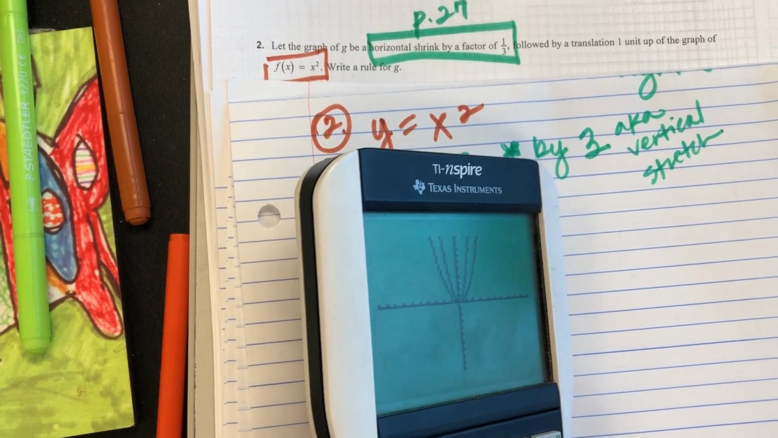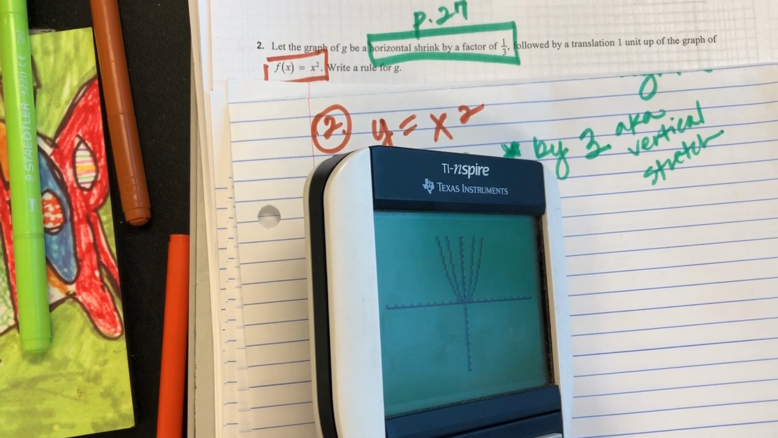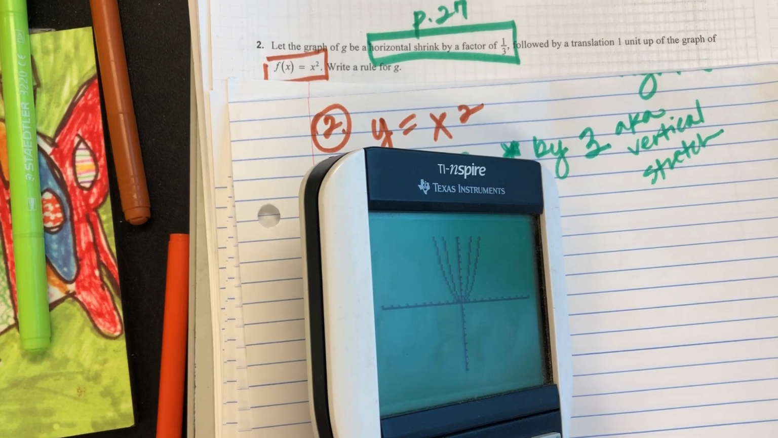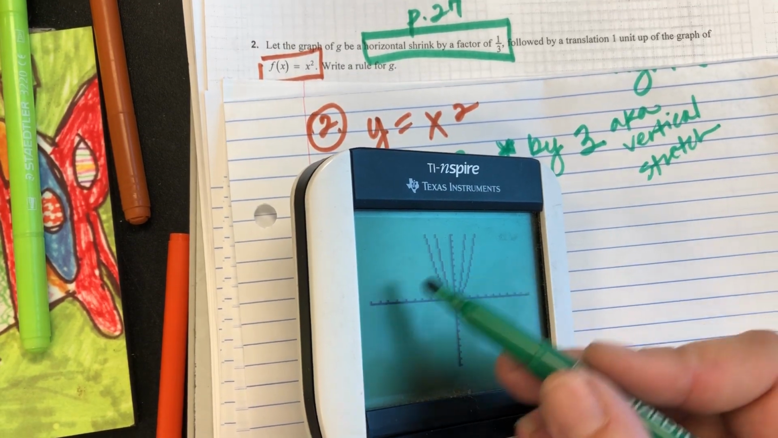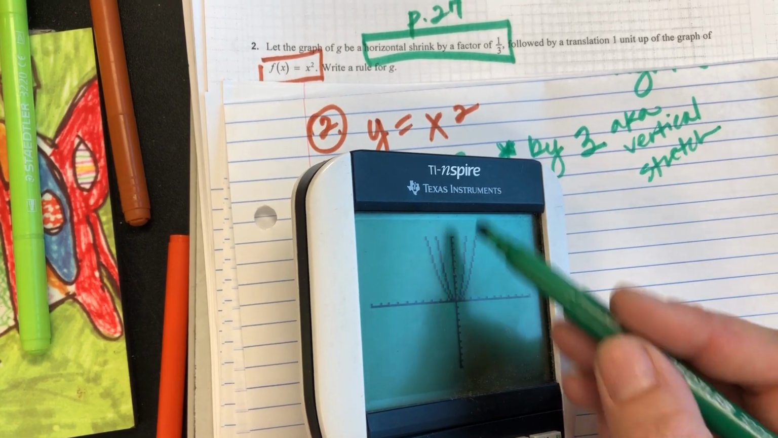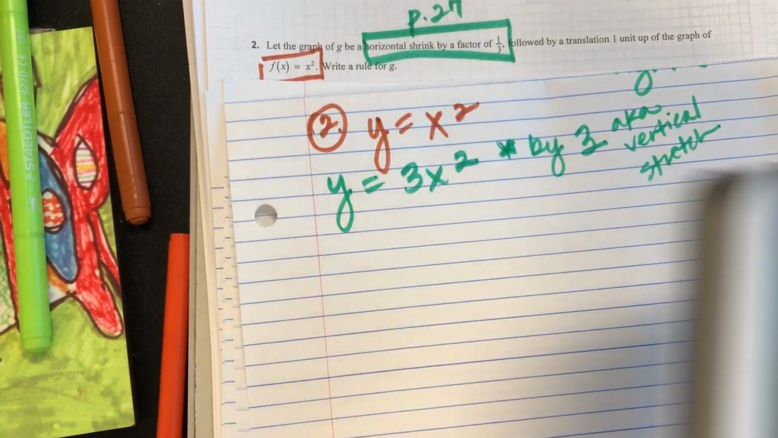Horizontal shrink is the same as a vertical stretch. If we put it in as 1/3, it would have got fatter, and that is not a horizontal shrink or vertical stretch. Horizontal shrink, because it's the one inside, it's going away from the x-axis.